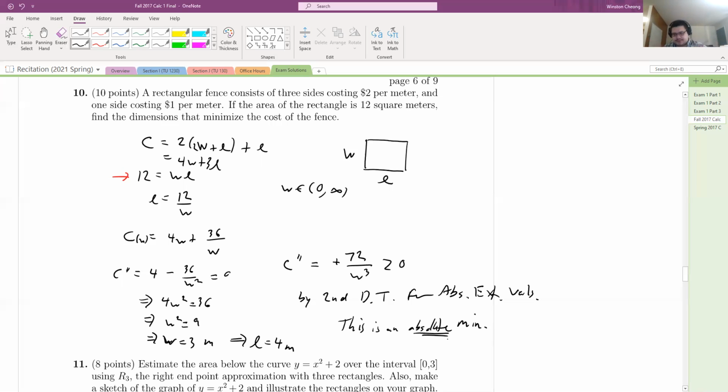The absoluteness is the thing that we're seeking. So yeah, and then probably to box the configuration that we're actually trying to find. So width is 3 meters, length is 4 meters. Okay.